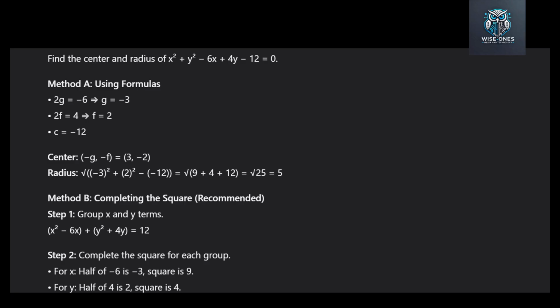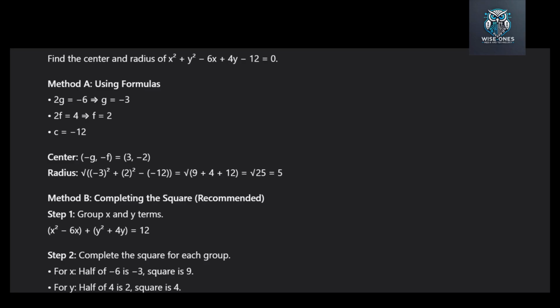Minus c is minus open bracket negative 12 close bracket, which is plus 12. So inside the root, we have 9 plus 4 plus 12. 9 plus 4 is 13. 13 plus 12 is 25. Radius equals square root of 25. Radius equals 5.